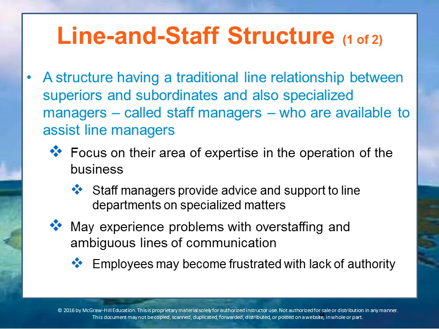Line managers can then focus on their own areas of expertise in their operation and in the business, while the staff managers provide advice and support to line departments on specialized matters such as finance, financial modeling, decision making, engineering, human resources, and law. However, line and staff organizations may experience problems with overstaffing and ambiguous lines of communication. Additionally, employees may become frustrated because they lack the authority to carry out certain decisions because they have so many staff organizations who they have to interface with to get their buy-in or their sign-off, those kinds of things.